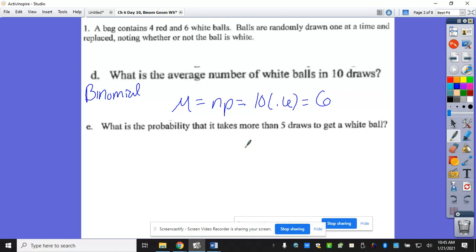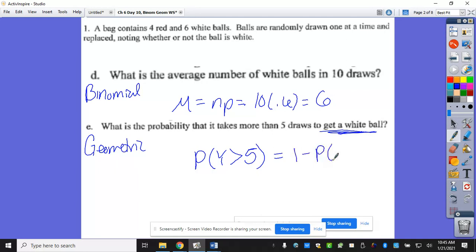E was probably it takes more than 5. So probability takes more than 5. We're getting this. So it's what? P(Y what? I don't want to write it like this. I want to rewrite it in a way I can use my calculator. So I rewrite it as 1 minus probability of less than or equal to 4.